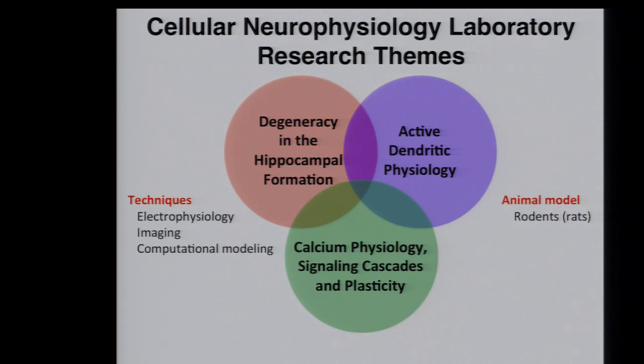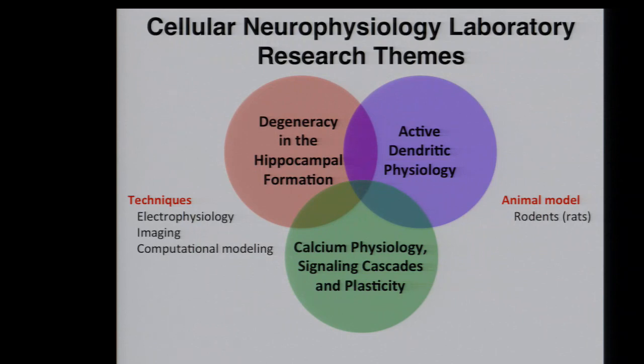So the institute audience has heard me speak about degeneracy in the hippocampal formation in recent times. So for this particular talk, I decided to pick this theme for our presentation over here. I'll try to put together a broad overview of what we do in the laboratory within this particular theme over the past 5 years. Broadly speaking, the techniques that we use are electrophysiology, mostly in vitro electrophysiology. We are trying to move into in vivo electrophysiology, imaging, calcium imaging mostly, and computational modeling. And the animal model that we focus on is rodents basically.